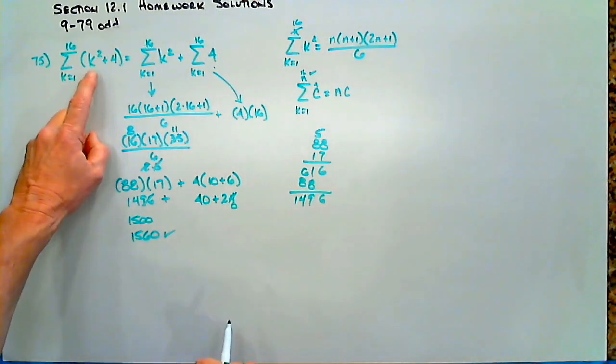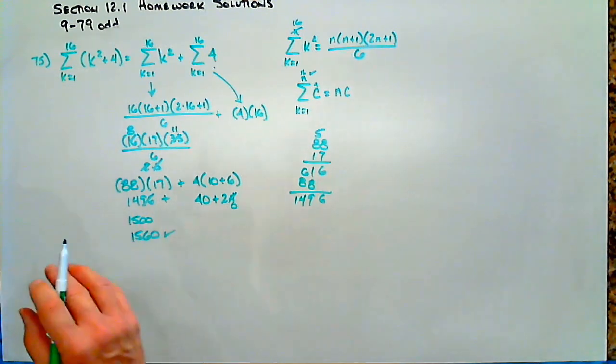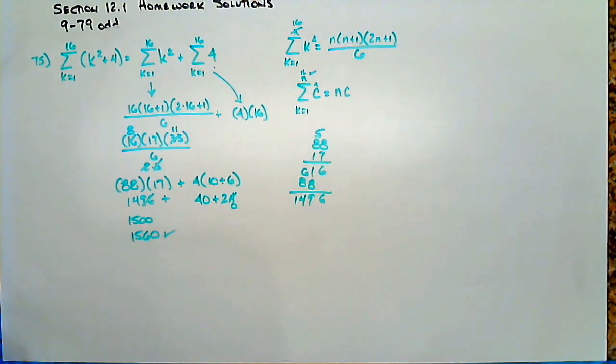Don't be doing 1, 2, 3, 4, 5, 6. Use your formulas. That's what problems 69 through 80 are expecting you to do. They want you to use the formulas. All right, that concludes my homework solutions. Remember, I'm not doing your homework for you. I'm helping you find ways to solve your homework problems. We're expecting you to be doing work. All right.